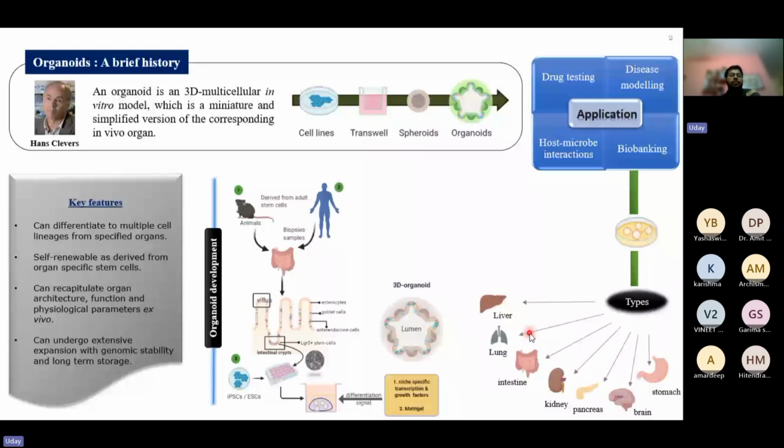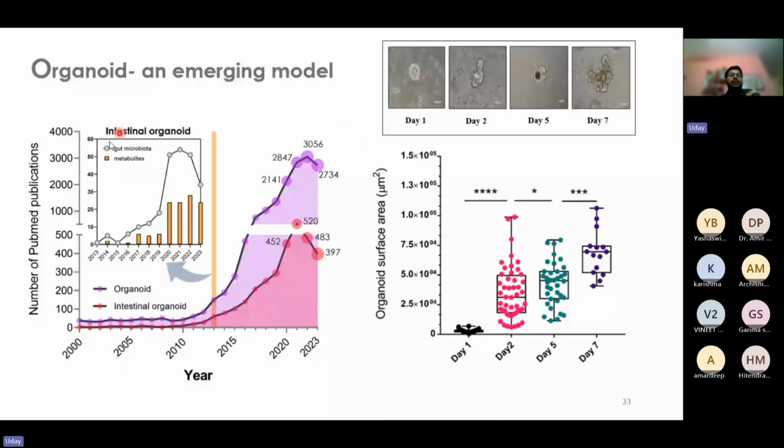I also want to show you the recent trends in organoids. You can see that from 2015 there is a huge increase in the use of organoids, and during COVID you can see there is a spike in organoid use. And also you can see there is a publication trend using intestinal organoids for gut microbiota and metabolite studies.